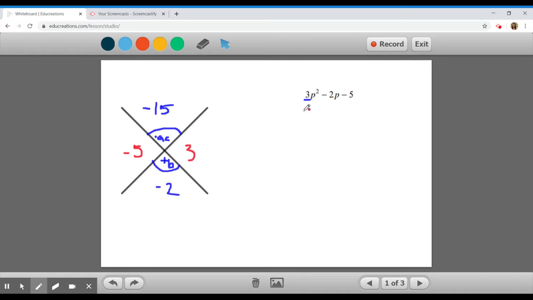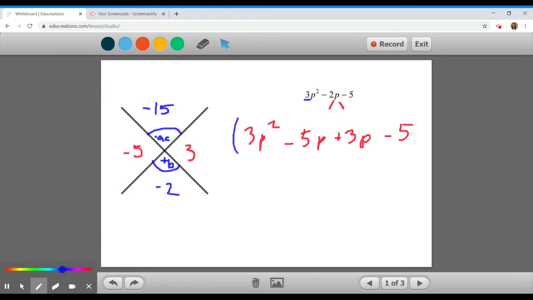We're going to use that information to split our middle term. So I'm going to rewrite that trinomial as 3p squared, and then since negative 2p could be rewritten as negative 5p plus 3p, minus 5, we're going to break that middle term apart. From there, I'm treating this almost like 2 separate problems. I have the first half and the second half.